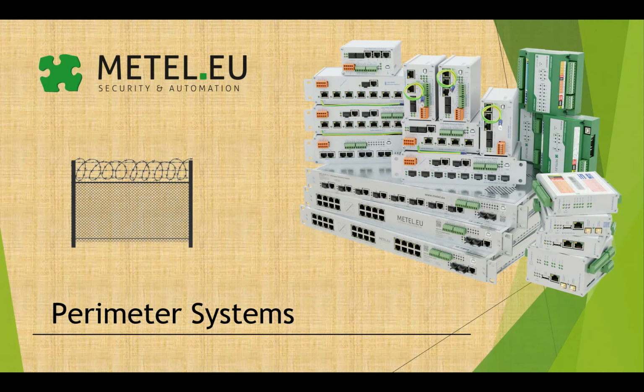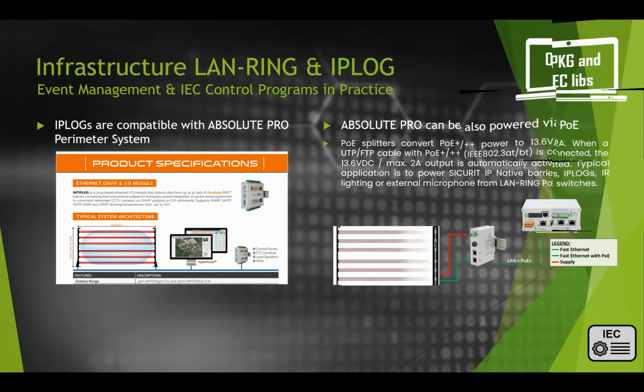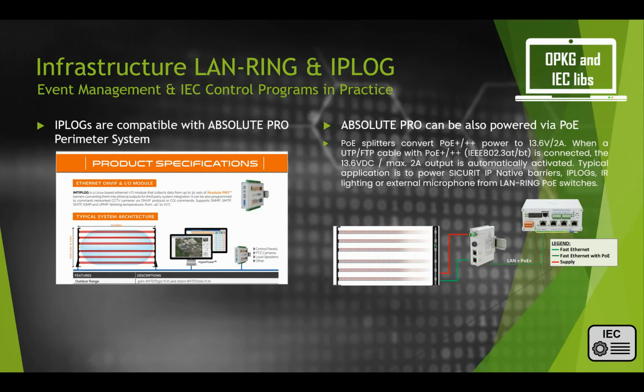The deployment of PLC iPlog in perimeter systems was responsible for their birth. They were actually the first applications of the previous Delta generation. Absolute Pro is a modern IP perimeter system manufactured in Italy by Securit. iPlog PLCs are used in it as alarm evaluation units. Depending on the model, we can also power the barriers from the PoE of our switches and post limiters.